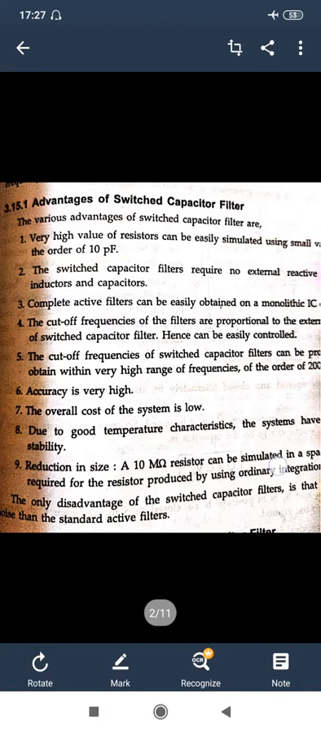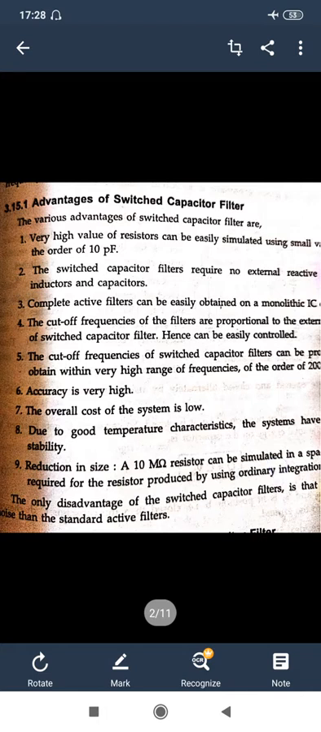The cutoff frequencies of the filters are proportional to the external clock frequency and can be easily controlled. The cutoff frequencies can be programmed so as to obtain a high range of frequencies, in the order of 2 x 10^5 Hz. Next, accuracy is high and the overall cost of the system is low, and due to good temperature characteristics the system has good stability. For reduction in size, 10 megohm resistors can be simulated in a space of 1/100th of the space required for resistors produced by ordinary integration techniques.